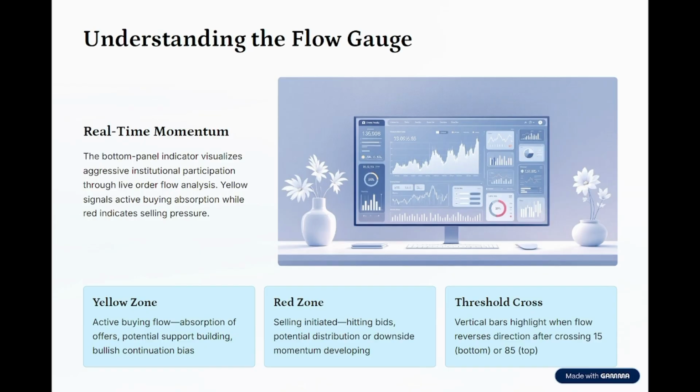The indicator is marked with a threshold. These will be vertical bars highlighted when the flow reverses direction after crossing 15, that's the bottom level, and 85, that's the top level.